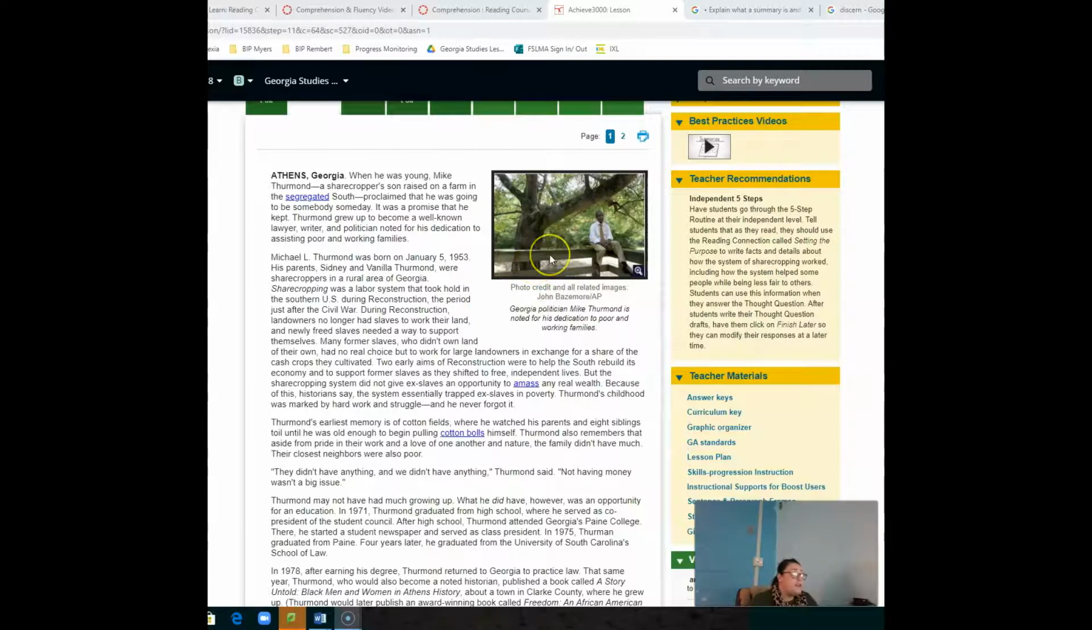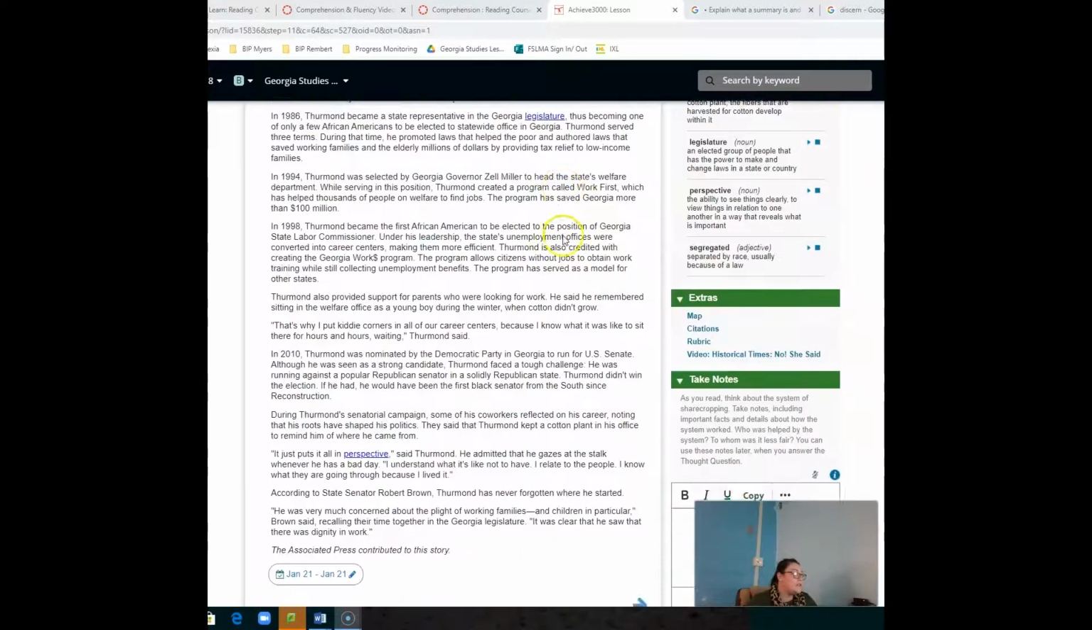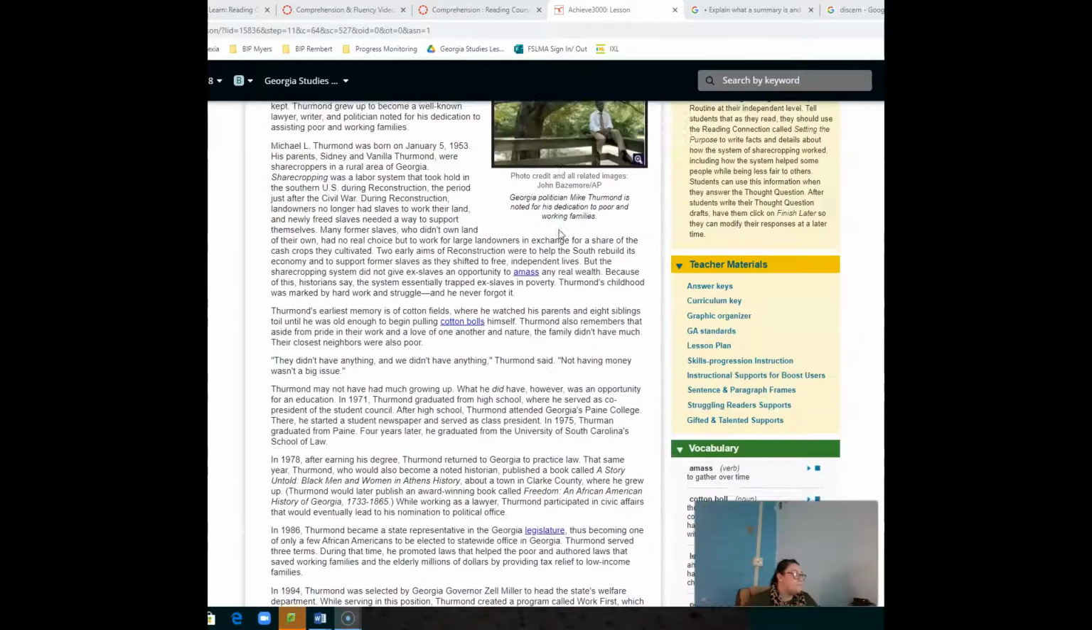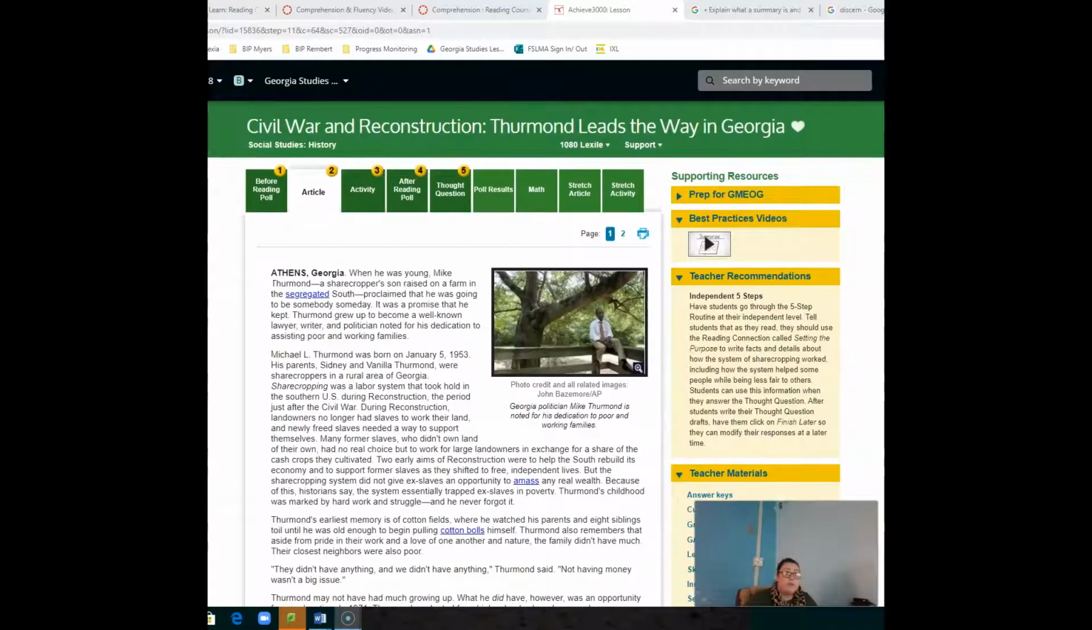The picture here shows Georgia politician Mike Thurmond. He is noted for his dedication to poor and working families. And this is the article.